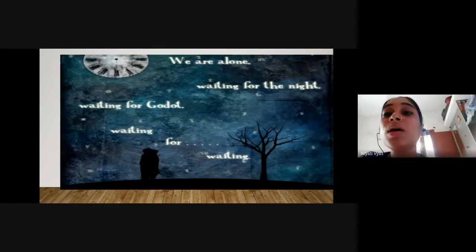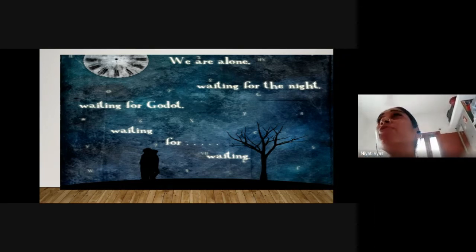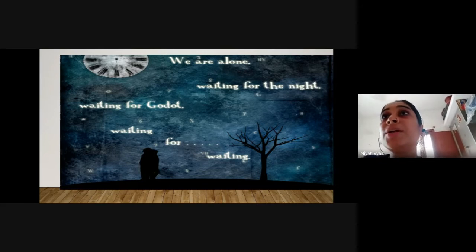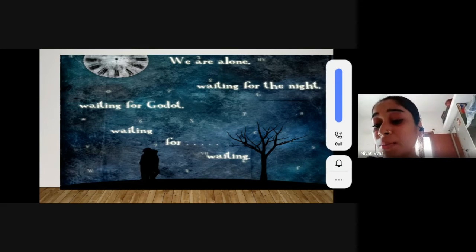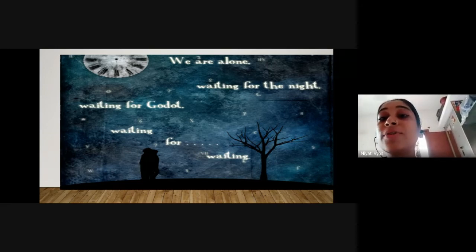Yes. So here is the dialogue: we are alone, waiting for the night, waiting for Godot. They are waiting for Godot, but he doesn't appear, yet they are waiting every day. The routine is the same. The boy comes to Vladimir and asks him when Godot will come, but the boy answers that Godot will come tomorrow. And this sequence continues every day.